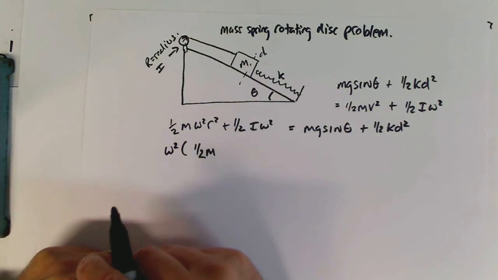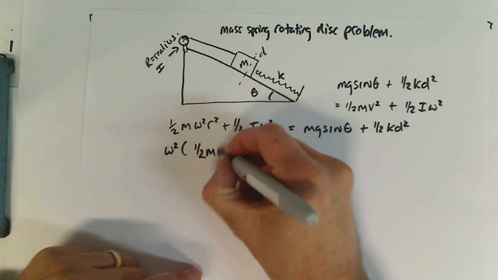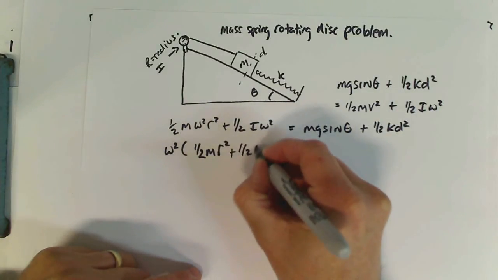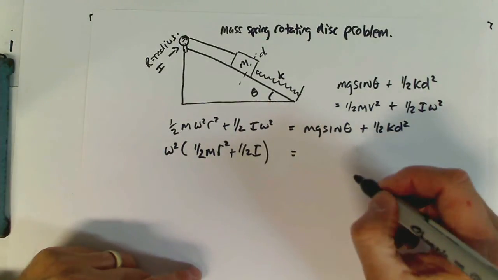I keep changing. Do I change from big r's to little r's? I seem to do that quite a lot. Anyway, we'll keep it just little r's there. And we've taken, so that just comes out plus 1/2 I equals mg sine theta plus 1/2 kd squared.